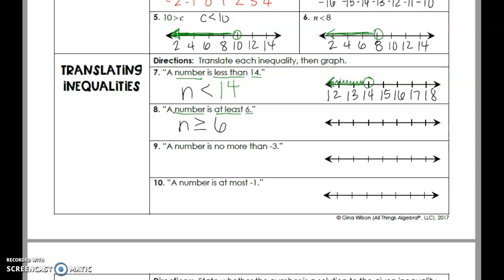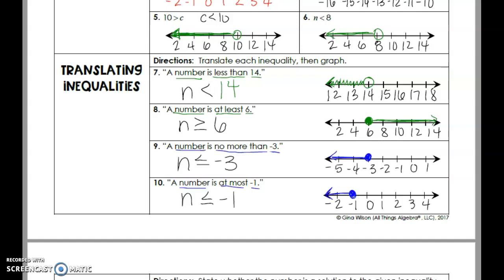So let's draw some points on our number line. Let's do 2, 4, 6, 8, 10, 12, and 14. This time we're going to have a closed circle on 6 because it includes 6. And n is any number greater than or equal to 6. So we're going to shade to the right on our number line because it can include numbers such as 8, 10, 12, 14, and so forth. Pause the video and try numbers 9 and 10 on your own.